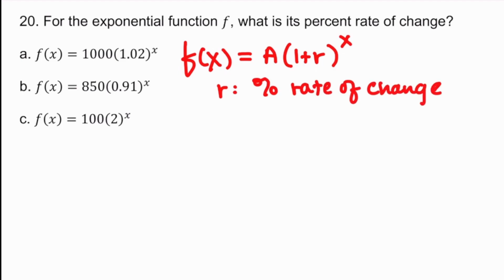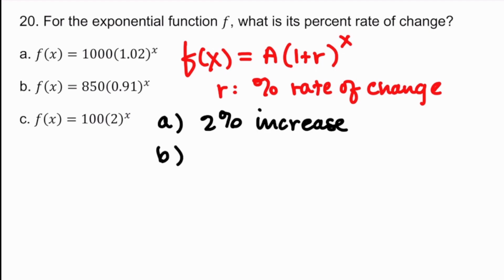Okay, so really we're looking at this, and we've got all these numbers just taken to the x power, so we're saying, okay, what am I actually doing here? For f, I'm multiplying by 1.02, which is going to be 1 plus 0.02. That represents 2% growth. For b, 0.91 is less than 1, so this is going to be an exponential decay situation.